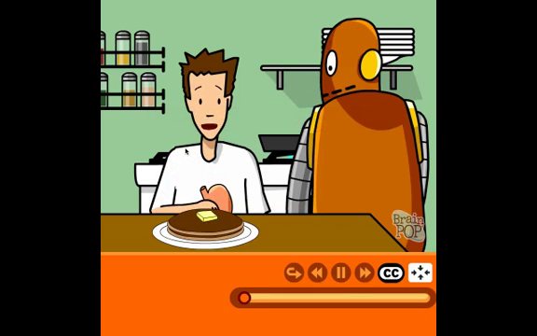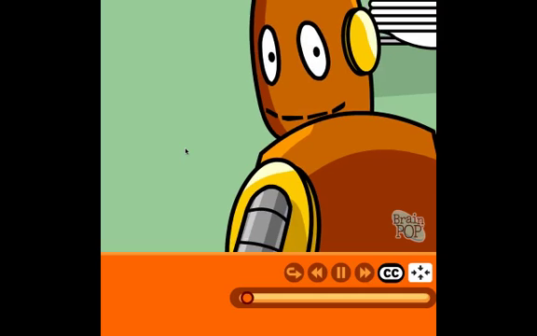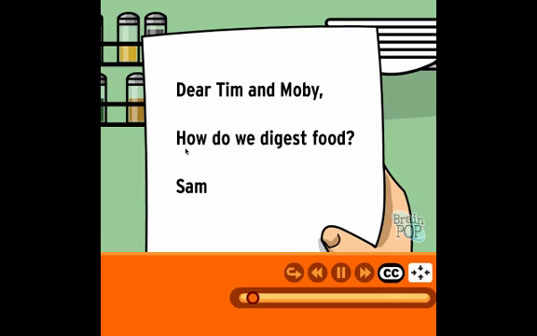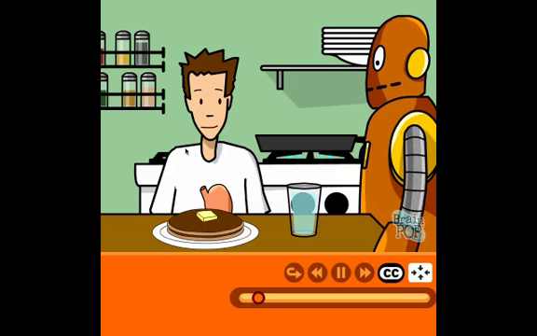These are really good. My compliments to the chef. Dear Tim and Moby, how do we digest food? From Sam. Oh, why thank you.